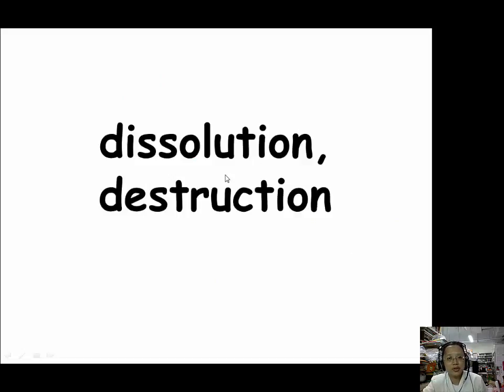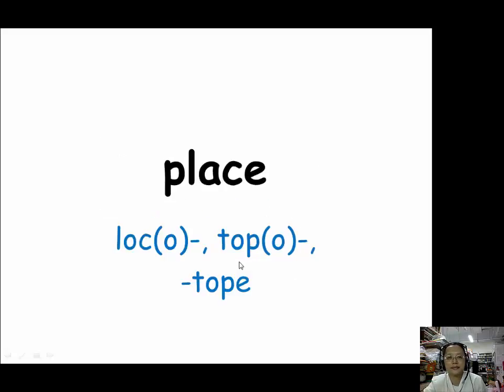Let's review what we just learned. For dissolution or destruction, we could use the suffix lysis, L-Y-S-I-S, or the prefix lyso, L-Y-S-O. When we want to describe things that are related to a particular place, we could use these two prefixes, loco, L-O-C-O, or topo, T-O-P-O, or the suffix tope, T-O-P-E.